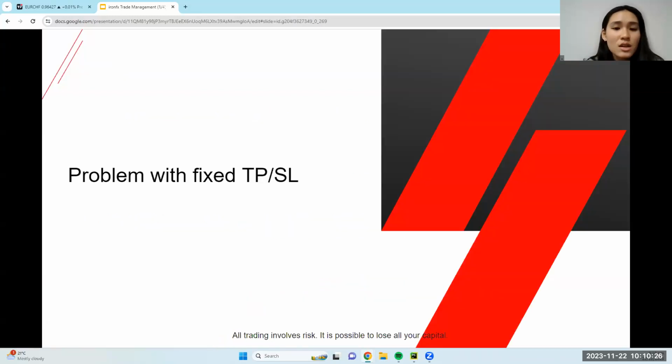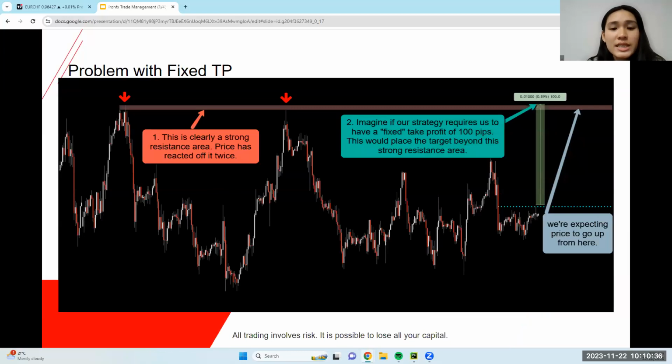Let's start off by going through the issue of having a fixed take profit or stop loss. Firstly, let's take a look at this example. The red area over here, you can see this red resistance level. This shows us a strong resistance area since we have two swing highs, or we can see that price has reacted off this area twice, and it aligns with this red area that we've highlighted.